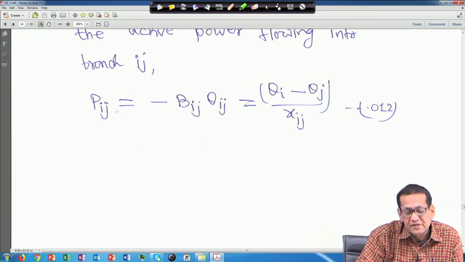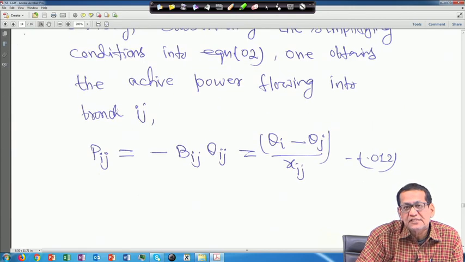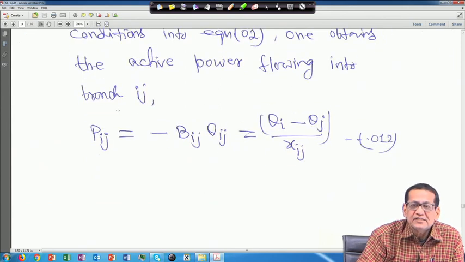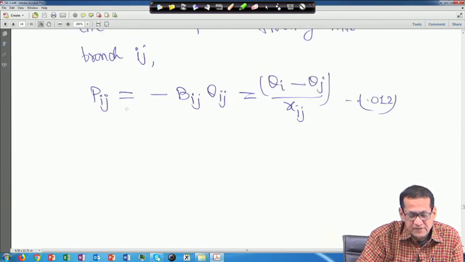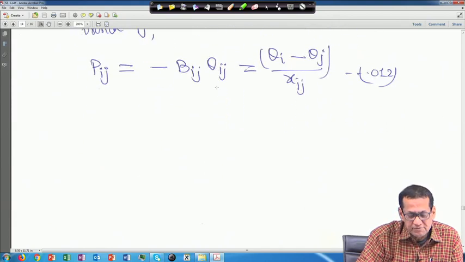While making all these equations, again and again I am telling you, by chance if you find any typographical or writing error from my side, just put a question to the forum or send an email. So, this is the DC power flow equation.